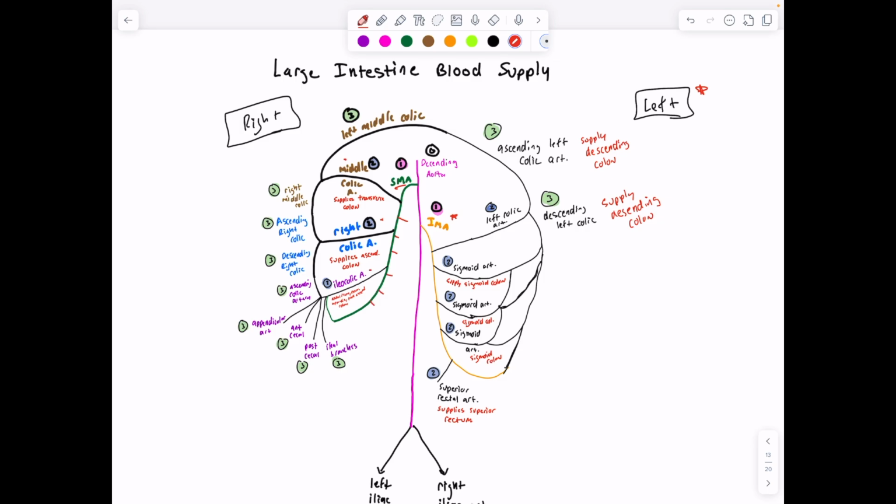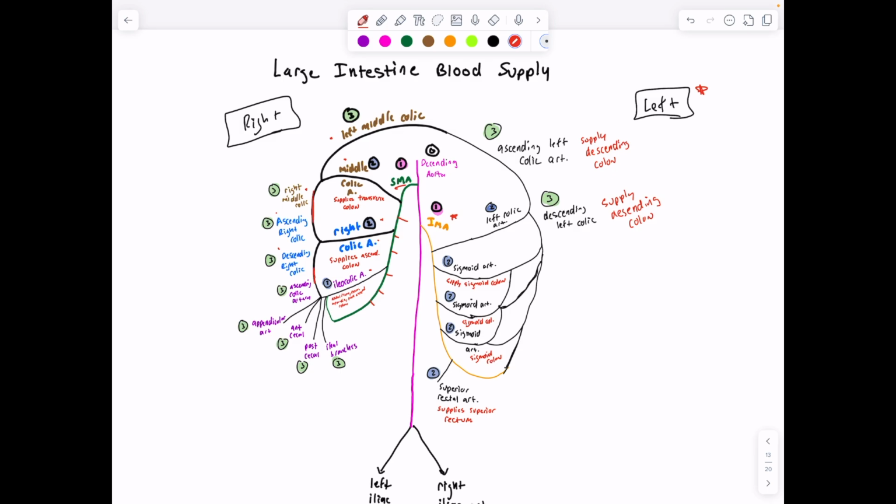The middle colic is going to give off a branch, and in doing so supply the transverse colon: the left middle colic, and then the right middle colic descending. And then the right colic artery is supplying the ascending colon. It will give off 2 branches, the ascending right and then descending right, and then you can see the anastomoses with each other. Just follow this diagram.